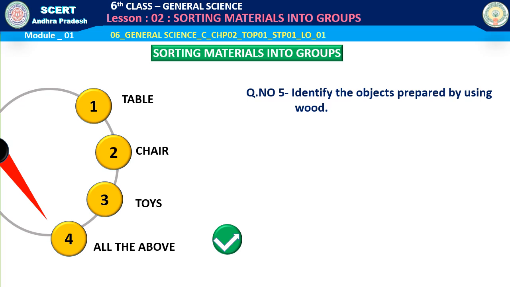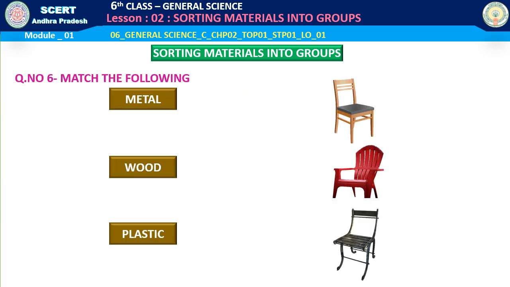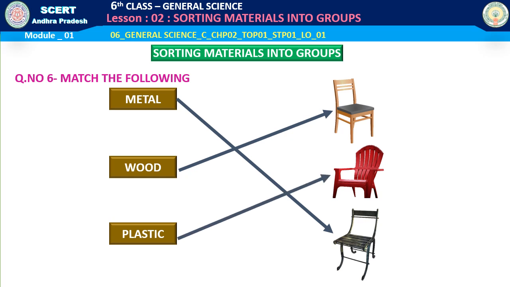Let us answer another interesting question. Children, here you are observing different types of chairs made with different types of materials. The different types of materials are metal, wood and plastic. You have to match them with the chairs. Let us observe. This is a metal chair, it is a wood chair and it is a plastic chair.